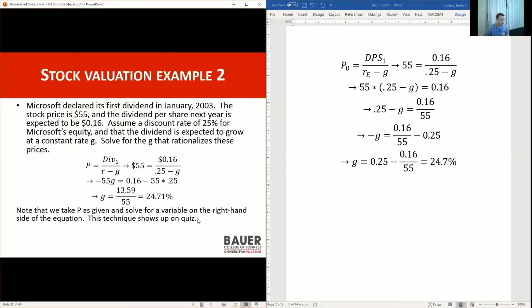This is also something that shows up on the quiz 2, where you've got a pretty standard present value formula, but you're not solving for the present value. You look and you see the stock price. You're not solving for that anymore. You're solving for something on the right-hand side of the equation, something like a cash flow, or in this case, a growth rate. So this is a common technique. Hopefully you practice and get used to the algebra.